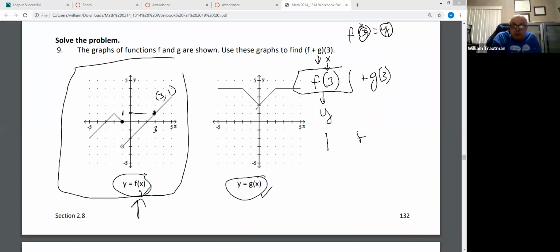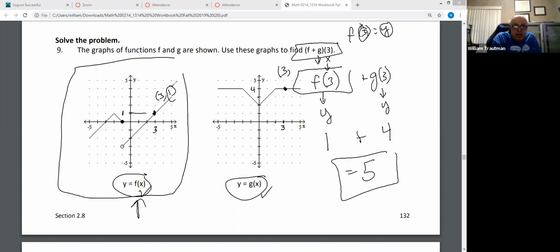Now we have to find g of 3. 1, 2, 3. Here's x equals 3. Go up or down till I hit my graph. My graph is right here. Y is 1, 2, 3, 4. Y is 4. That's the answer. So we have to add these two answers together. 1 and 4 is 5, and that's my answer. I take this y answer and this y answer and add them together. 1 and 4 is 5. Everybody see that? Doesn't seem too bad.